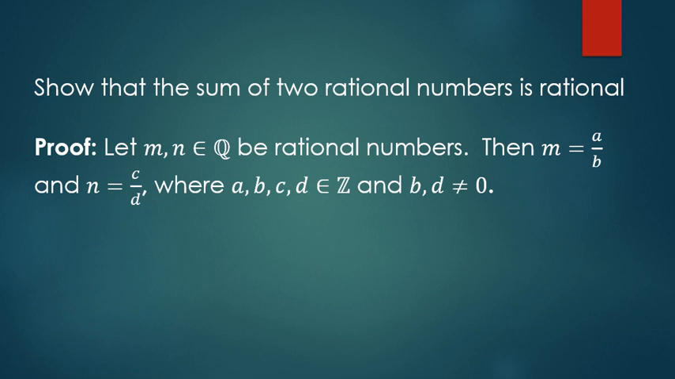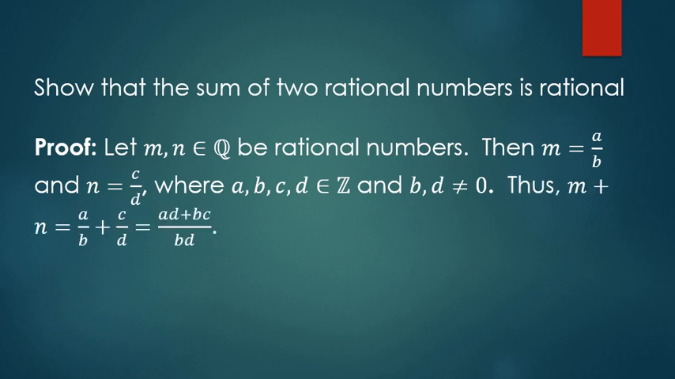So I can say that m is of the form a over b, where a and b are integers and b is not zero. And also I can say that n is of the form c over d, where c and d are whole numbers and d is not equal to 0. So we're just using the basic definition of what it means for these things to be a rational number. So now let's try taking the sum and we'll see how we can come to the conclusion that we want to come to.